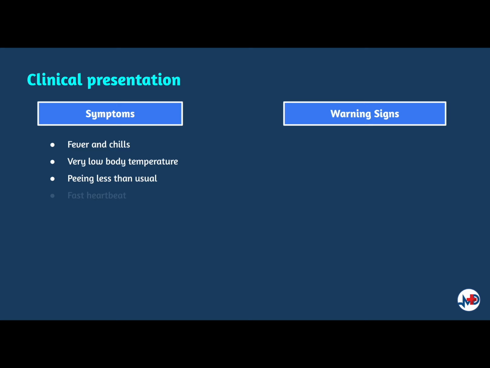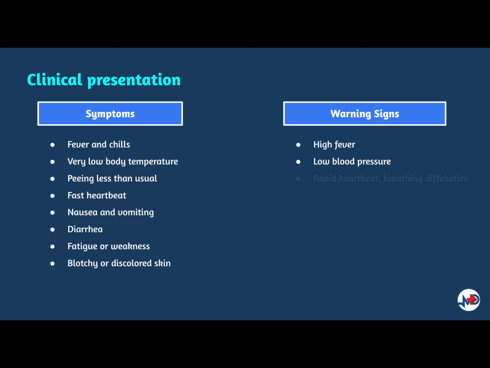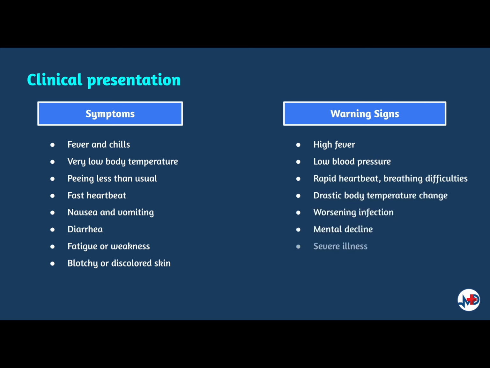Let's look at the clinical presentations. Symptoms may include fever and chills, very low body temperature, passing urine lesser than usual, rapid heartbeat, nausea and vomiting, diarrhea, fatigue or weakness. And when it comes to signs, the patient may appear ill and lethargic, tachycardic, febrile, with drastic body temperature changes and mental decline.